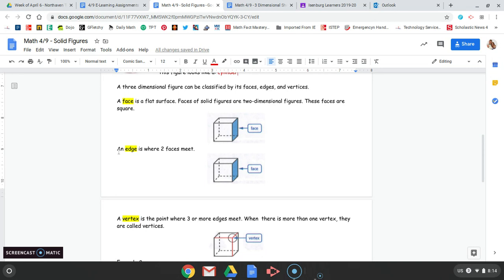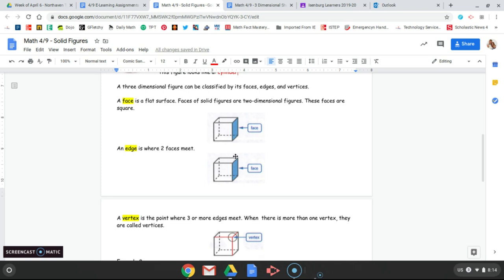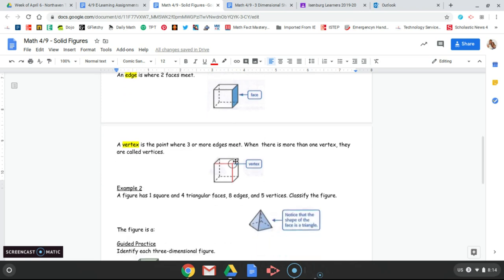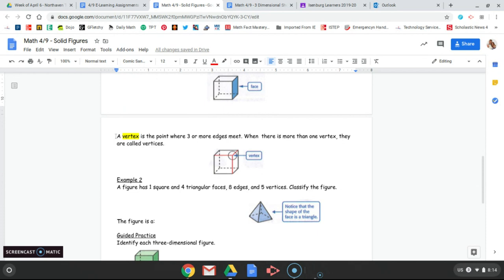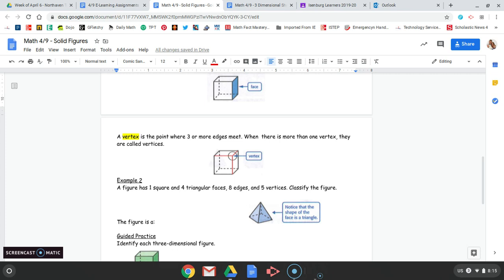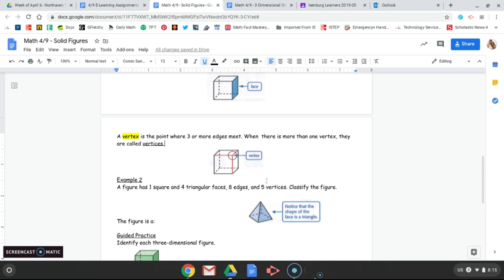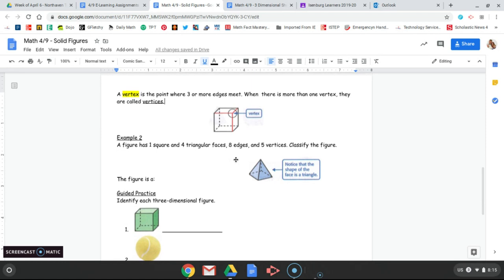An edge is where two faces meet, and we talked about that already. So here's a face, and then the edge is where they meet. A vertex is the point where three or more edges meet. When there is more than one vertex, they are called vertices, and that's an important one to remember. So I'm going to underline that. So if you have more than one, for example, this cube has 8 vertices. If you're talking about one, like this one that has a circle, you call it a vertex.